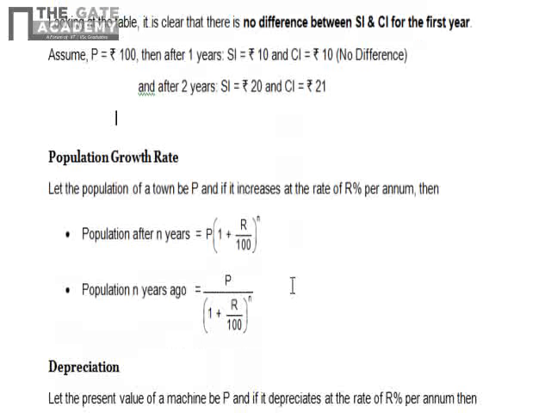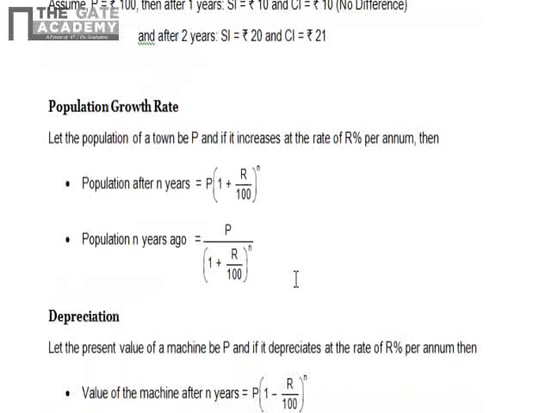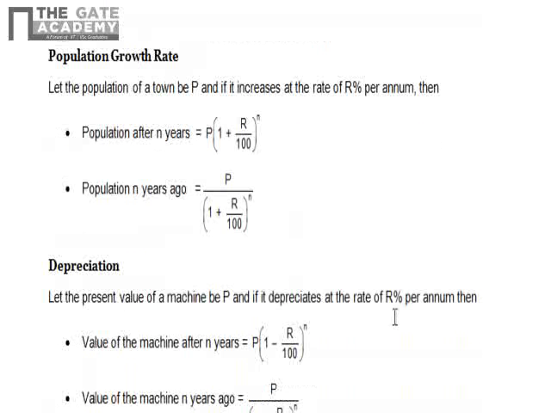Now there are some more applications of percentages. The first one is population growth rate, and the next one is depreciation. Population growth rate: suppose the population of a town is P, and if it is increased at the rate of R% per annum, then the population after n years is given by a formula similar to compound interest. But if you want to calculate the population n years ago, then the formula is this.